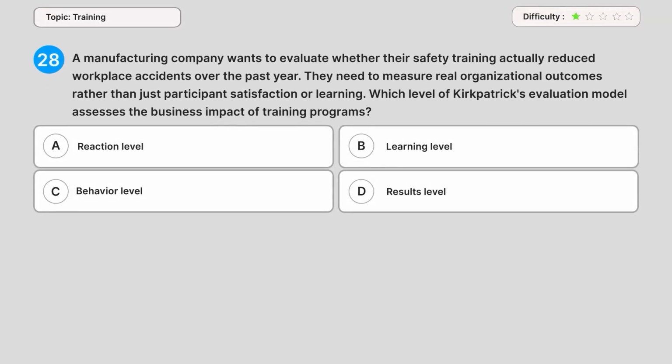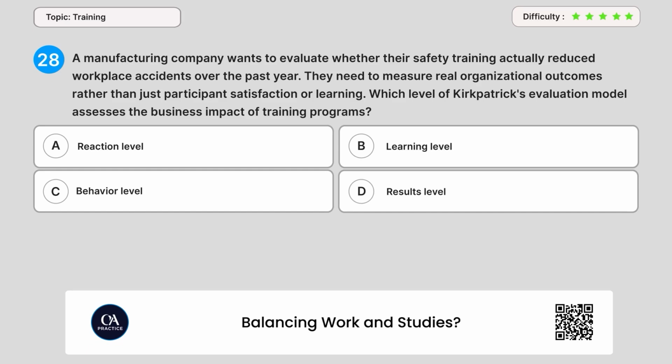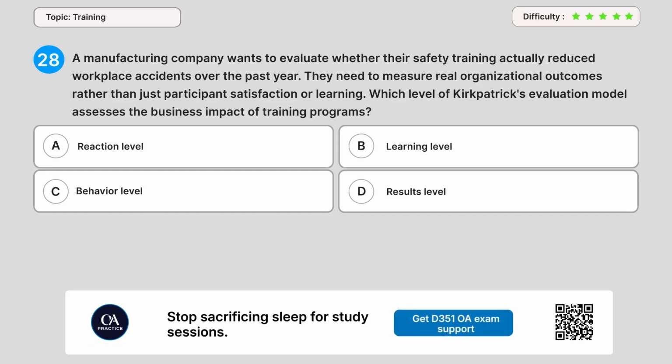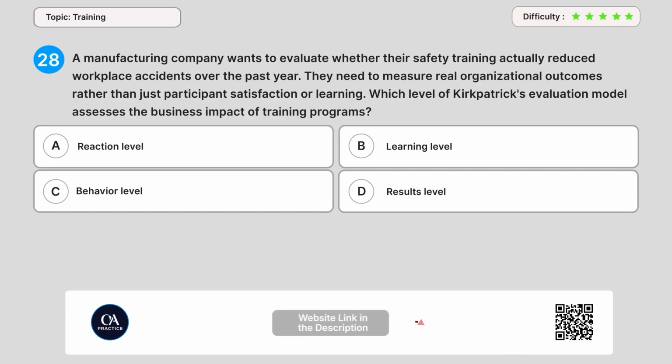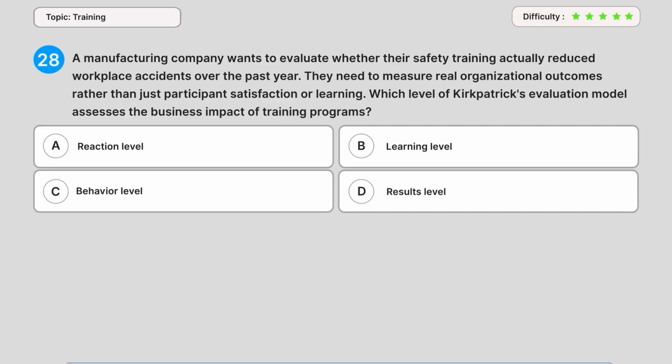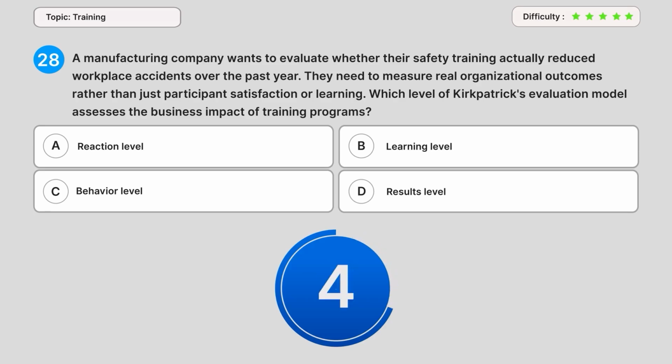28. A manufacturing company wants to evaluate whether their safety training actually reduced workplace accidents over the past year. They need to measure real organizational outcomes rather than just participant satisfaction or learning. Which level of Kirkpatrick's evaluation model assesses the business impact of training programs? A. Reaction level. B. Learning level. C. Behavior level. D. Results level. What do you think is the answer?